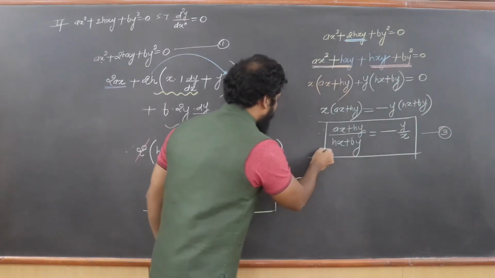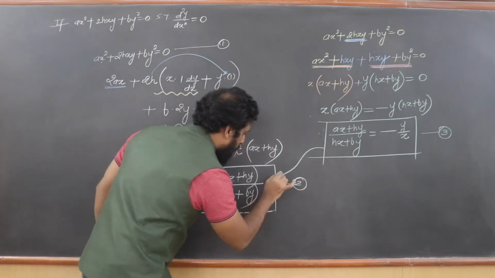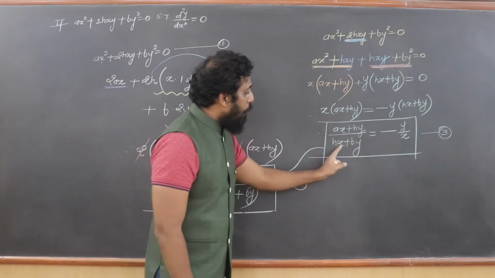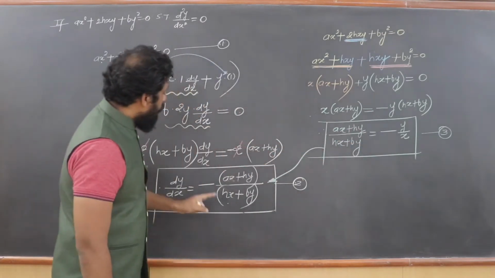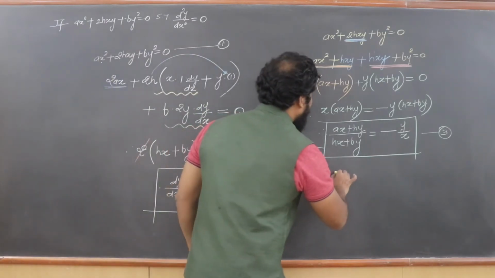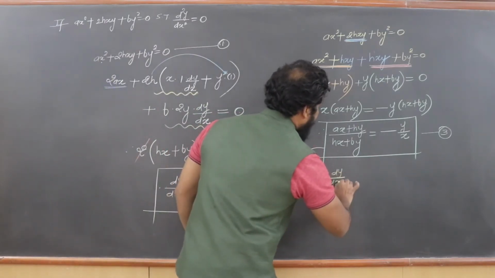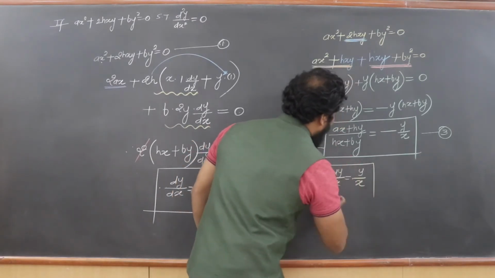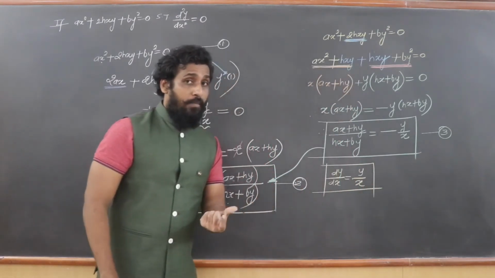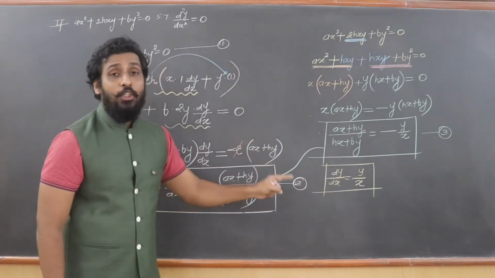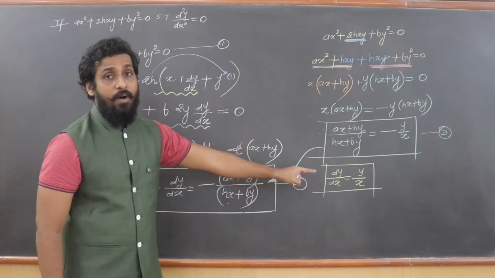Can I make use of this equation and put it in equation number 2? Isn't it? So I'm going to replace ax plus hy upon hx plus by with minus of y upon x. So that minus and minus becomes plus. That means I have got dy by dx equal to what? dy by dx is simply y upon x. So the question can also come like this: show that dy by dx is y upon x. So I guess now you can easily show how dy by dx can come y upon x.